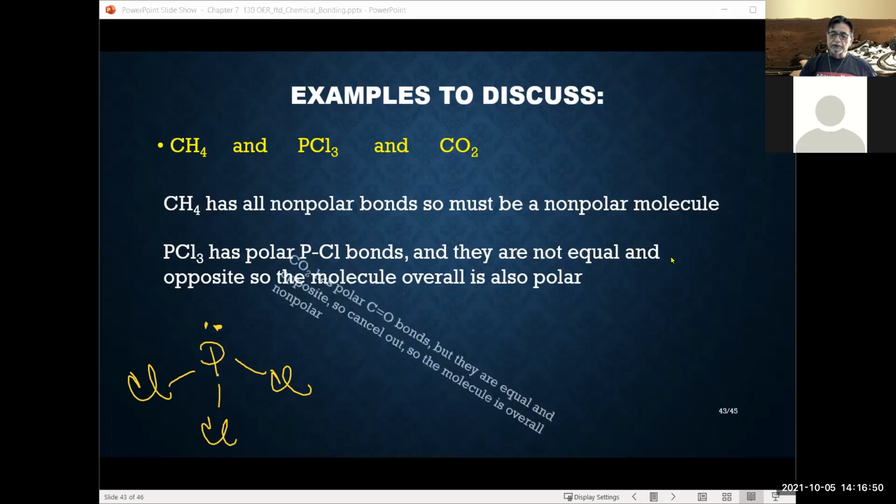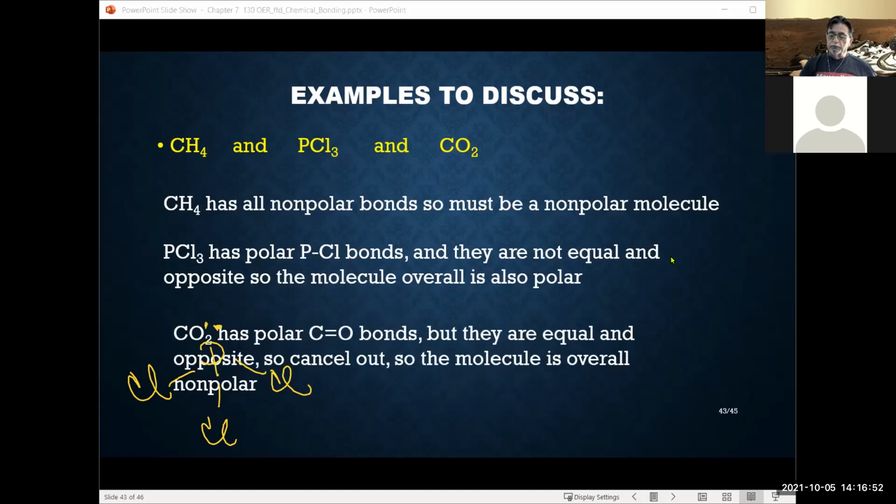And then carbon dioxide, we talked about that. The double bonds cancel out. We have carbon double bonded to oxygen. The polarity of each bond cancels out, so we end up with a nonpolar overall molecule.